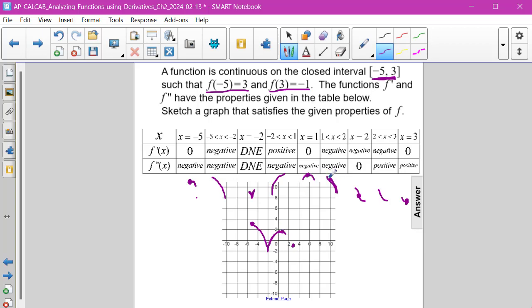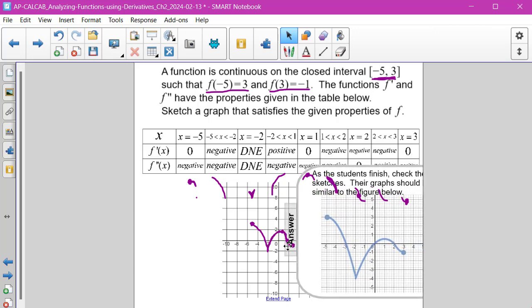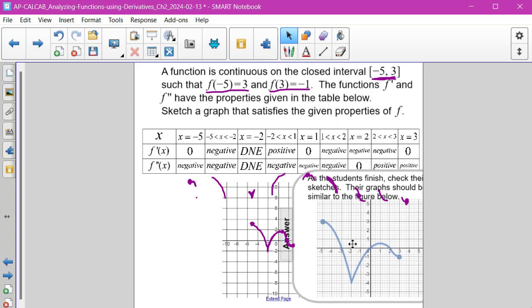And then it's decreasing and concave down again until we get to x equals 2, which is right here. And now this is our point of inflection, and it's going to still decrease but switch gradually to concave up. So here's our point of inflection right there. So that's a rough sketch, and let's see how close we are to the answer in the tab. That's pretty close.